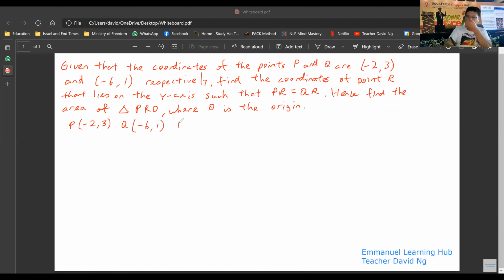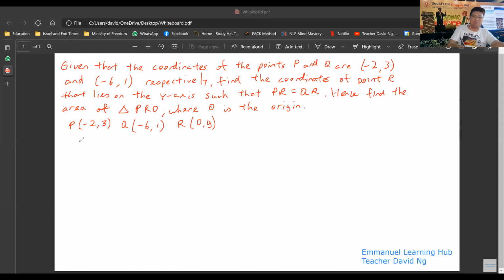Point R lies on the y-axis, right? What is the x coordinate? X equals 0. Yes. If you lie on the y-axis, that means your x is 0. So the coordinates, y is not 2, y is just y, and you're supposed to find your y. Because they tell you PR equal to QR.